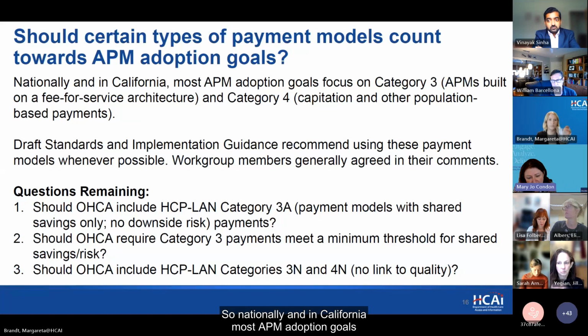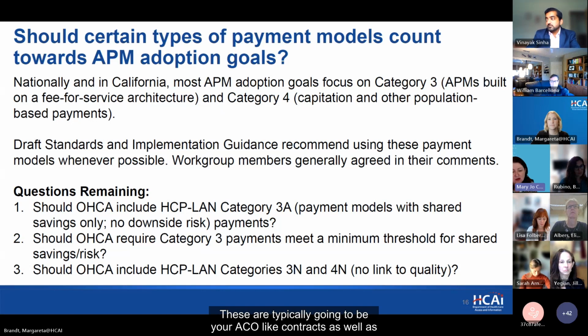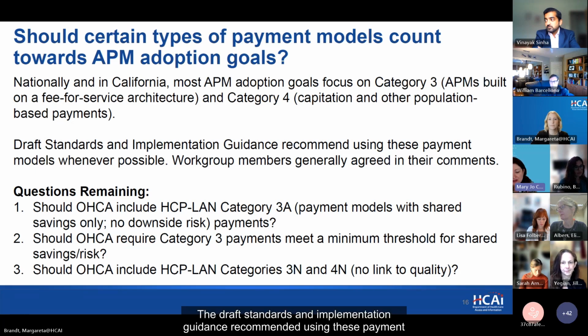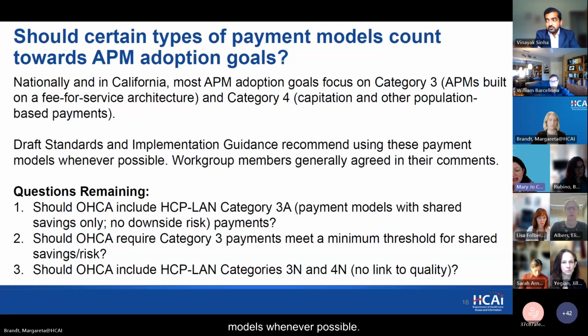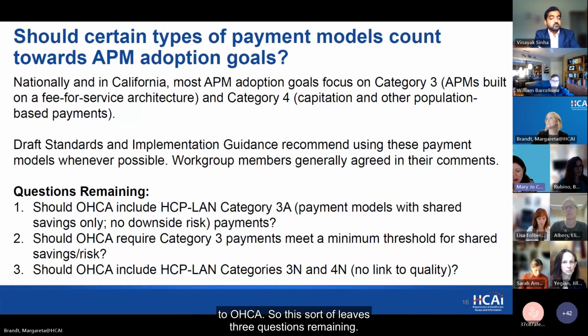So nationally and in California, most APM adoption goals focus on Category 3 and Category 4 payments. So APMs built on a fee-for-service architecture. These are typically going to be your ACO-like contracts, as well as episode-based payments, and then Category 4 payments, which are those capitation and other population-based payments. The draft standards and implementation guidance recommended using these payment models whenever possible, and workgroup members generally agreed with that in their written comments back to OHCA.